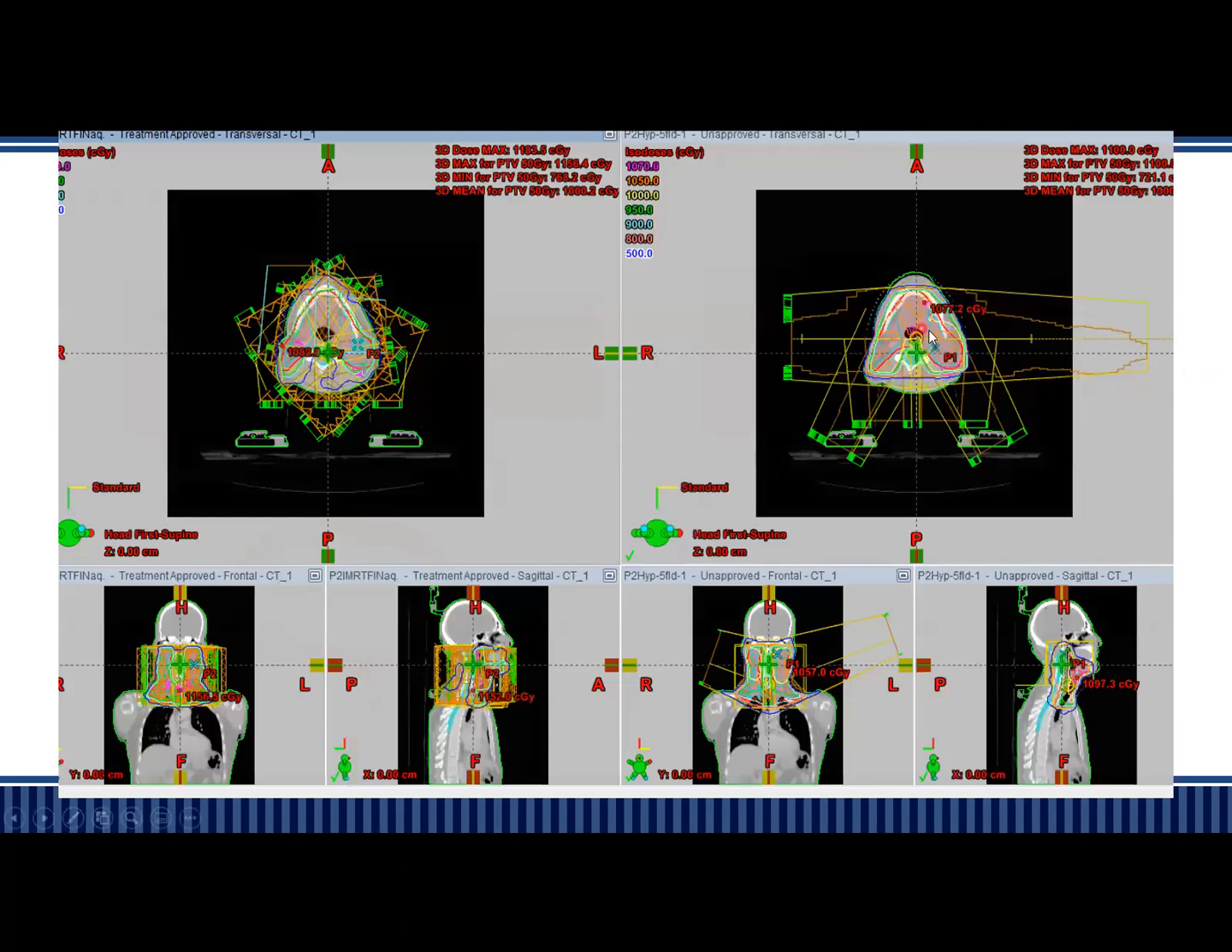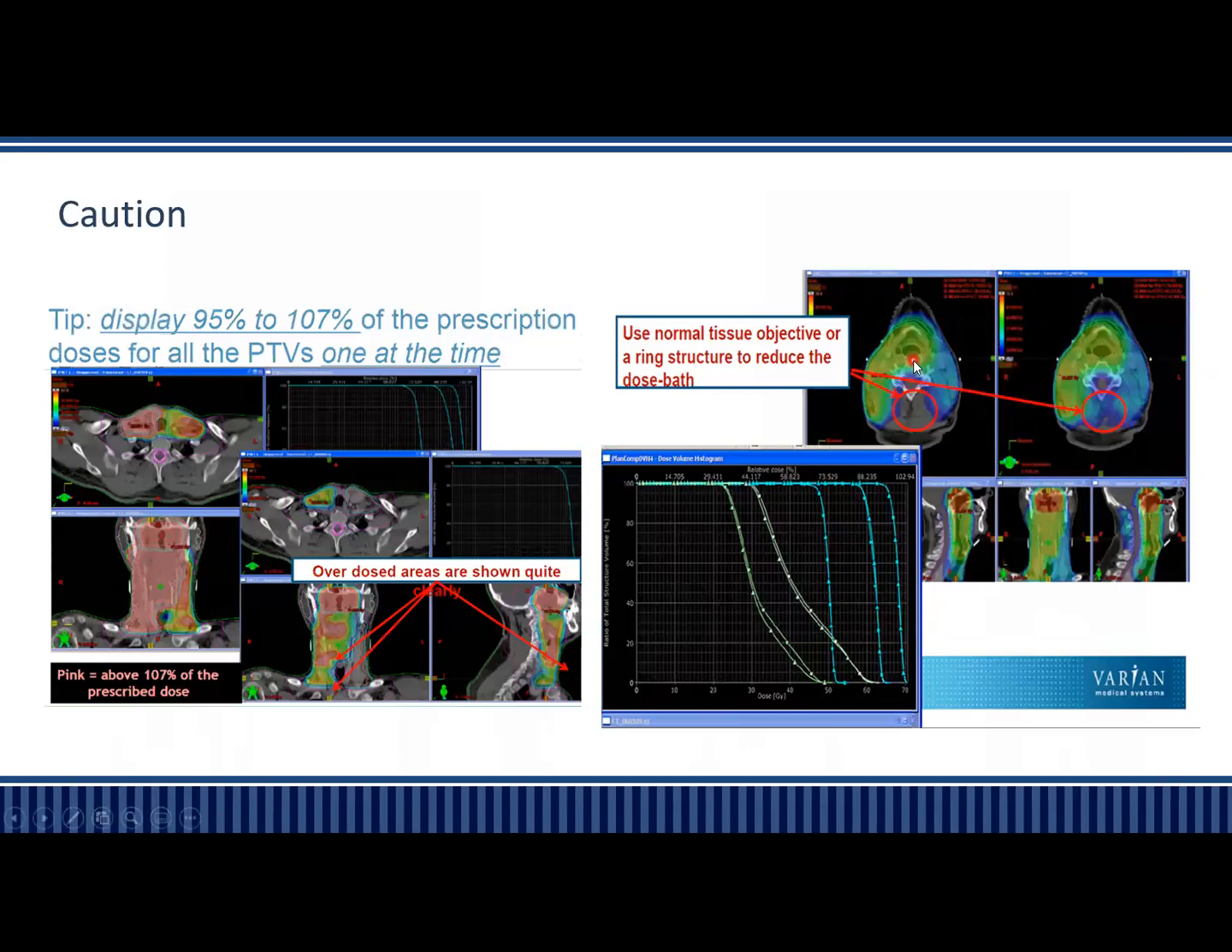So this is the comparison between IMRT and 3D CRT. This is the IMRT plan, and you can see the 3D CRT plan. The cautions are: use normal tissue objectives, so the low dose region can be reduced, and one has to evaluate the plan properly when using IMRT. And the hotspot, keep an eye on overdose areas.